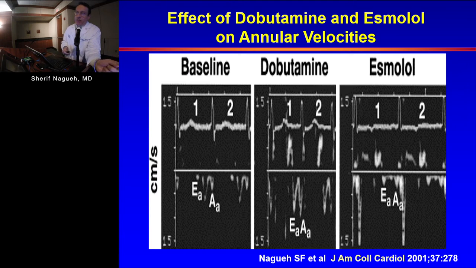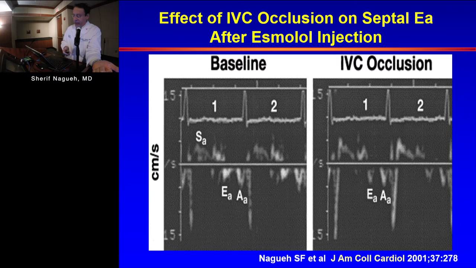The question comes, if it's affected by preload and if it's affected by relaxation, how different is it from the mitral inflow? And does it add independent information to mitral inflow? This is where it adds, or why it adds, independent information to mitral inflow.